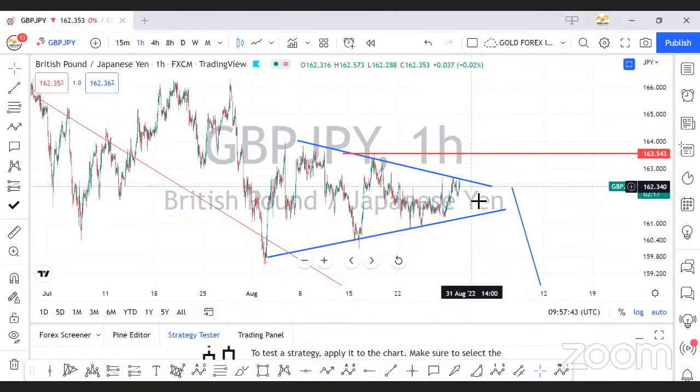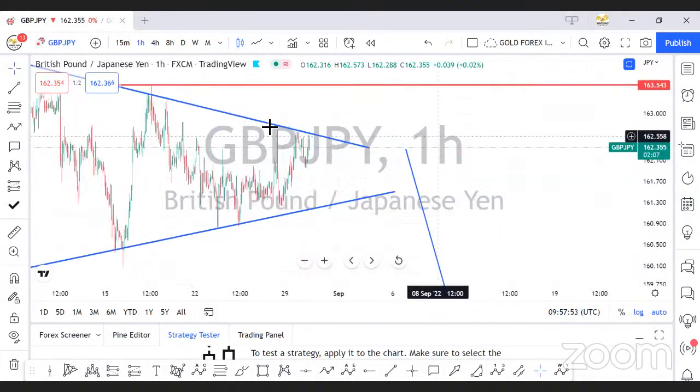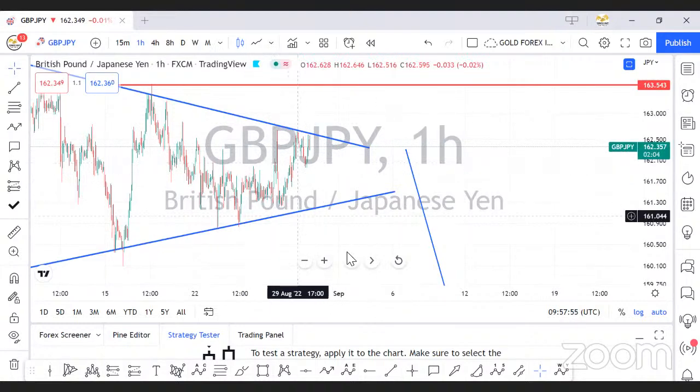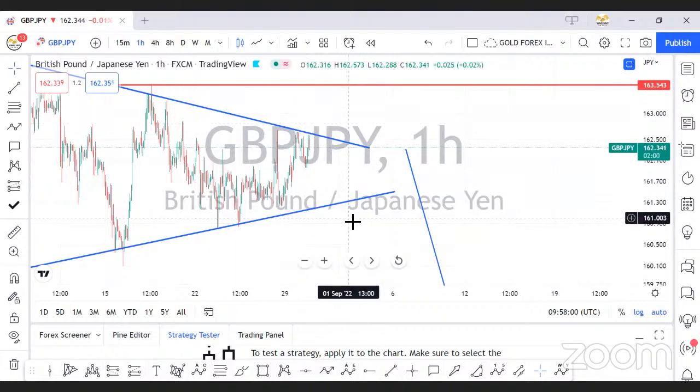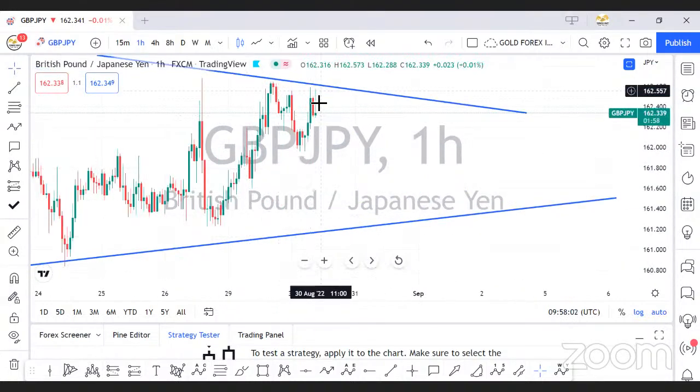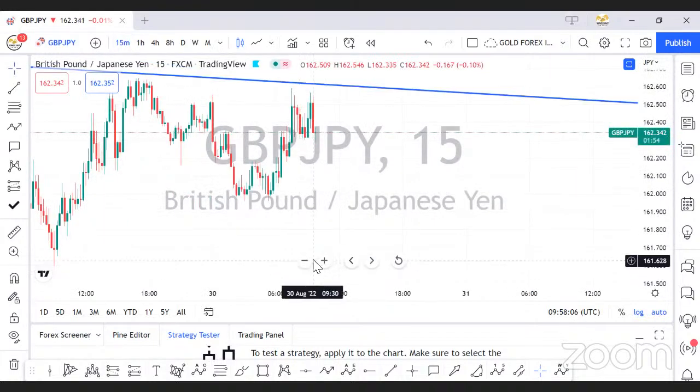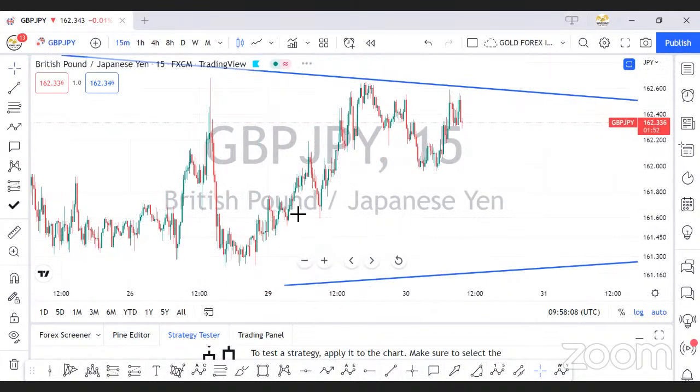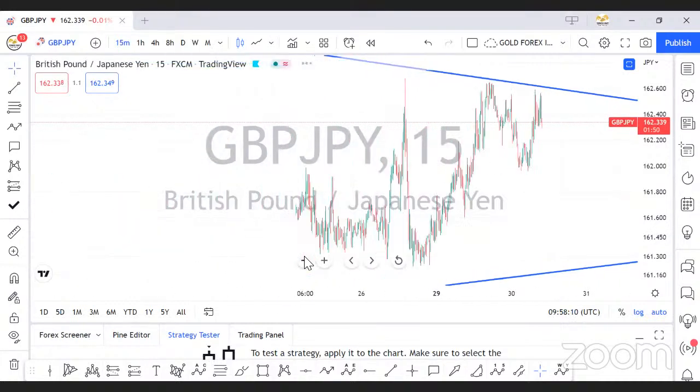So I'm expecting a break. So this was the impulse leg, A, B, C, D, E. So I'm expecting a breakdown of this level. If JPY should buy, then that means that the JPY index should buy. That means that I'll be expecting a breakdown. And I can see some form of correction. I can see some form of harmonic pattern forming over there within this one.